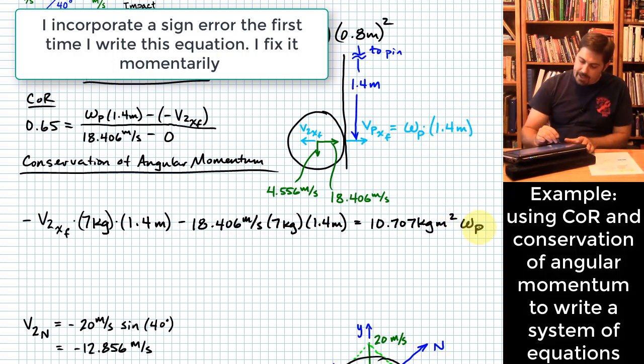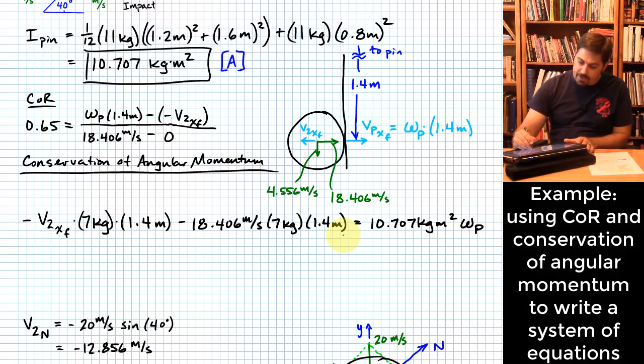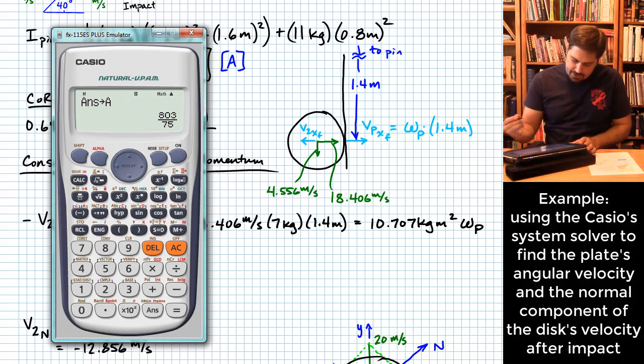So again, just to recap, the amount of angular momentum change caused by the disk that comes in here is going to be equal to the amount of angular momentum picked up by the plate that's set there on the pin. So what do we do with this? Notice here that I have a system of equations where one of the things I don't know is omega p, and one of the things I don't know is V2xf. Let's go ahead and punch those into the calculator.